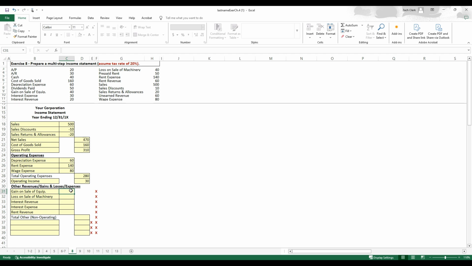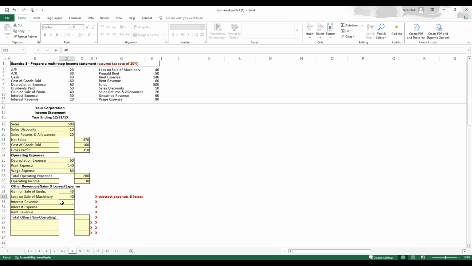Like when I was working for the bank, we had an office location that we ended up subletting out. So we rented it. We had another tenant move in, and they were paying us certain amounts, and that income was not related to the core operations of the bank. So while it was still income and revenue, it would be more included in this section down here. So gain on sale of equipment, loss on machinery, interest.